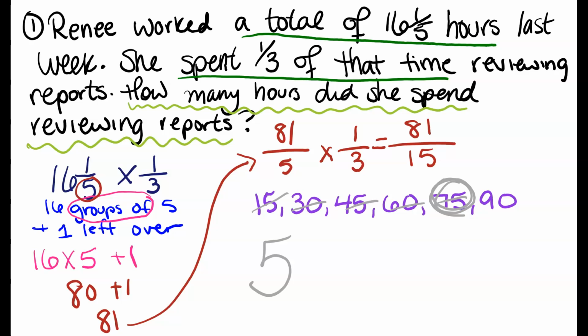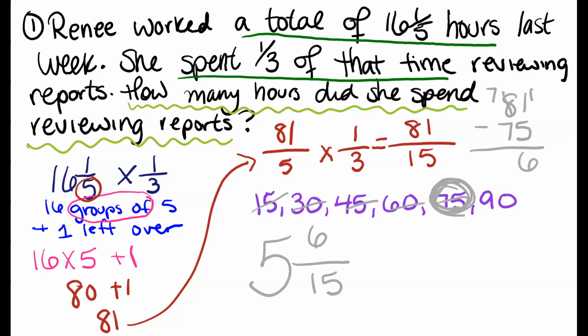To find out what that something is, I take 81 and I subtract 75 from it, because that's what 5 times 15 gets me. And this becomes a 6. So I know 5 and 6 15ths, telling me I have 5 groups of 15 and 6 left over.